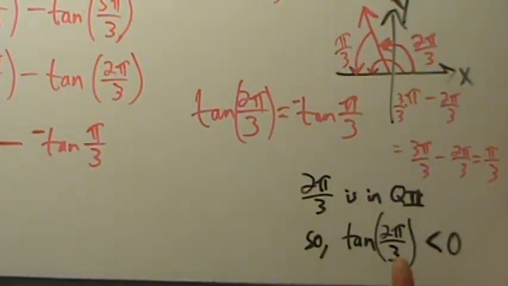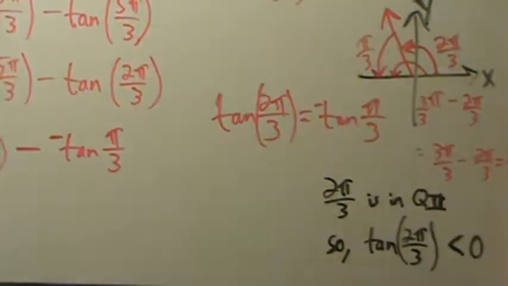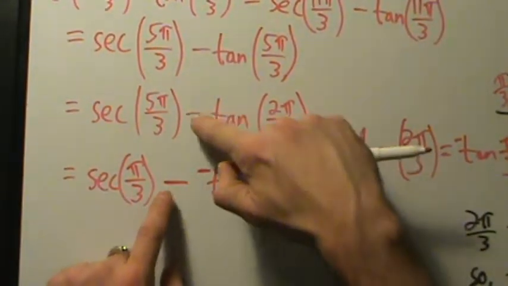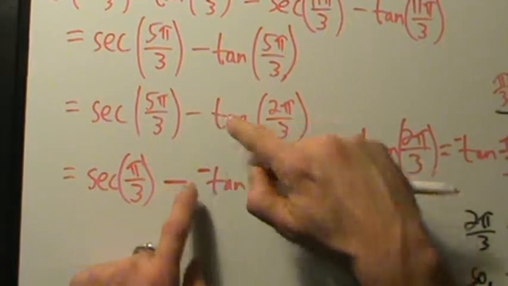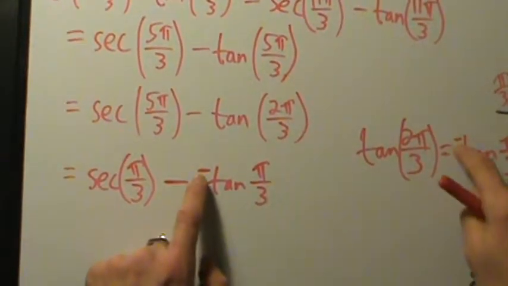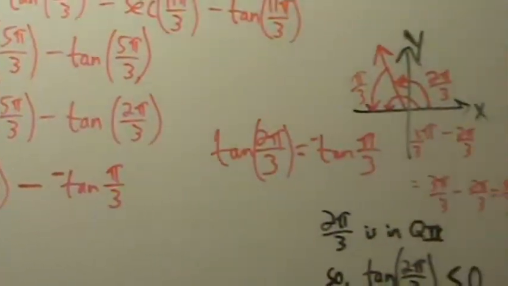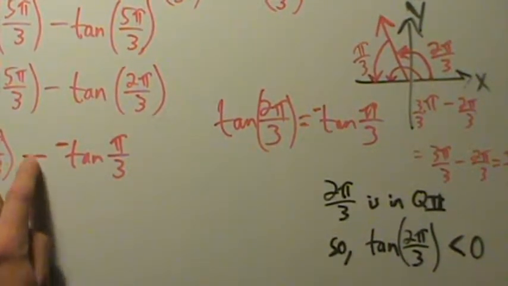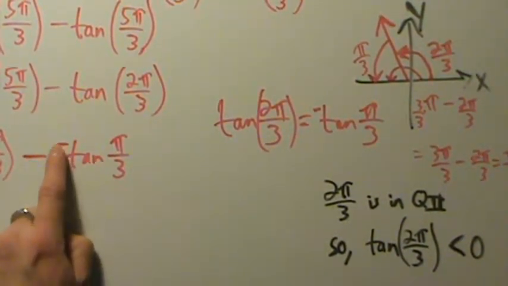Okay, because the angle 2 pi over 3 is in quadrant 2. Okay. So this minus sign comes from this minus sign right here. So these two minus signs are the same minus sign. And this minus sign comes from this one here. It comes from the fact that tangent of 2 pi over 3 is negative. Okay, so again, this minus sign is the same as this one. And this minus sign comes from this fact here.